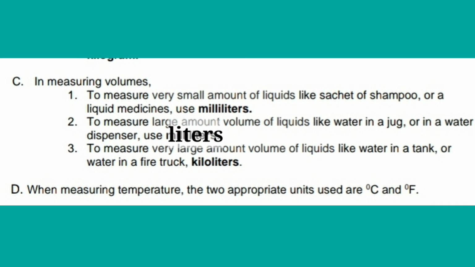Okay, next, let's proceed to measuring volumes. Number 1, to measure a very small amount of liquid like a sachet of shampoo or liquid medicine, you are going to use milliliters. And number 2, to measure a large volume of liquid like water in a jug or in a water dispenser, you are going to use liters.